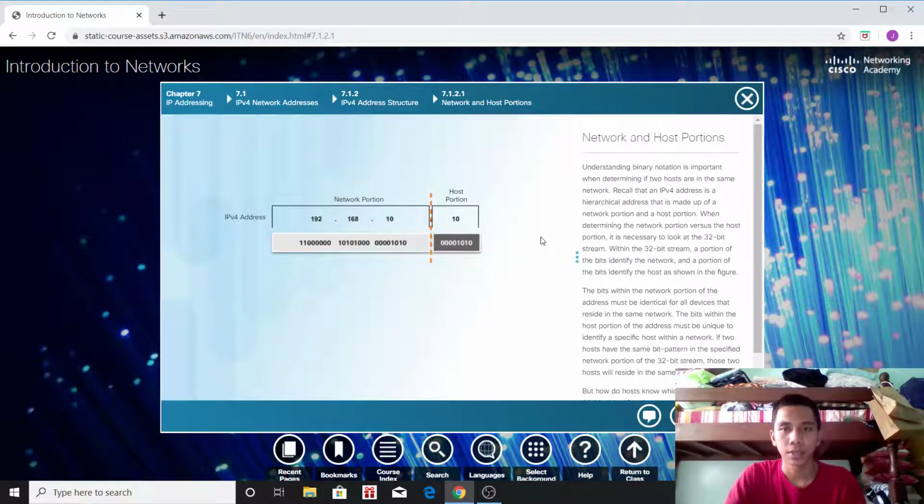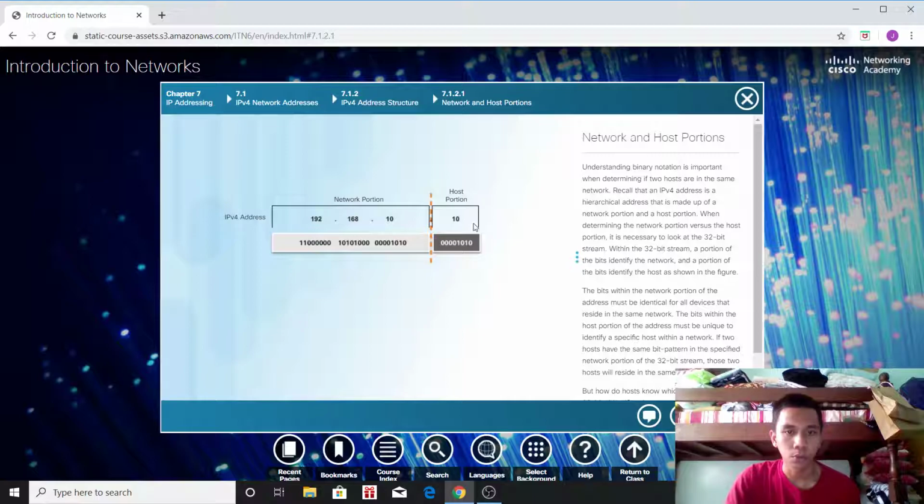Binary game. Network and host portion. Understanding binary notation is important when determining if two hosts are in the same network. Recall that an IPv4 address is a hierarchical address that is made up of a network portion and a host portion. When determining the network portion versus the host portion, it is necessary to look at the 32-bit string.